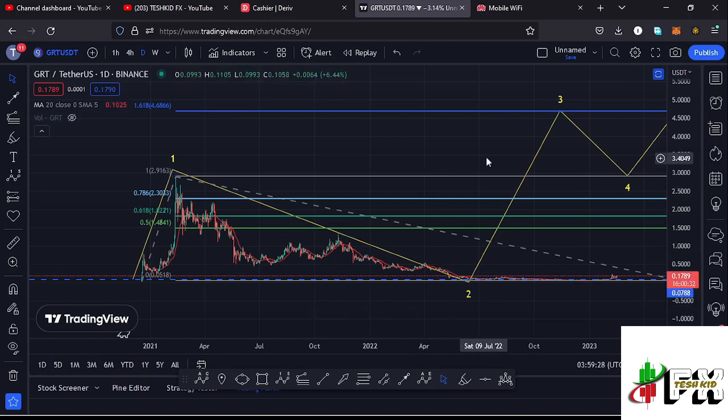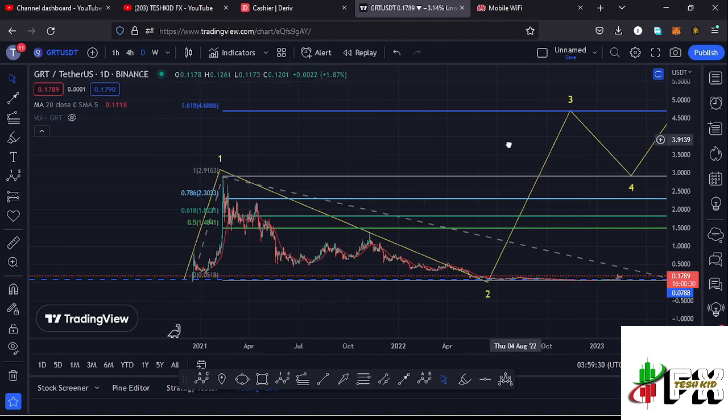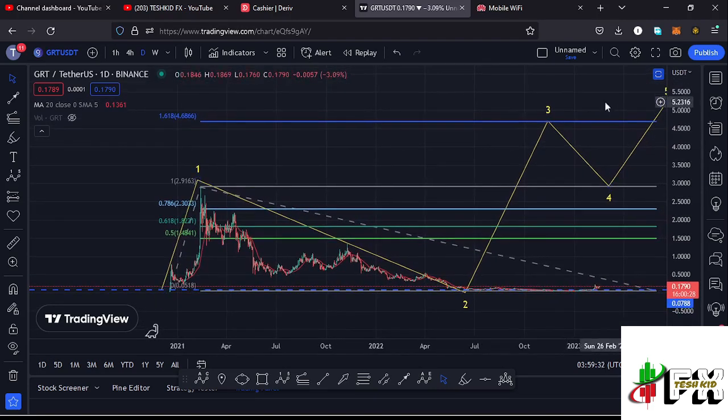And after seeing the formation of a larger Elliott wave count 2, what we expect on the long-term scenarios is a bounce to the upside in the formation of this wave 3, where I have target areas to the upside in the formation of that wave 3 at the fib level 1.618, and that is at around the $4.6866 mark, and that is the minimum that I'm expecting that wave 3 to the upside to do.